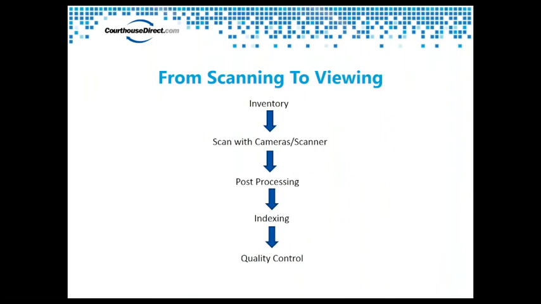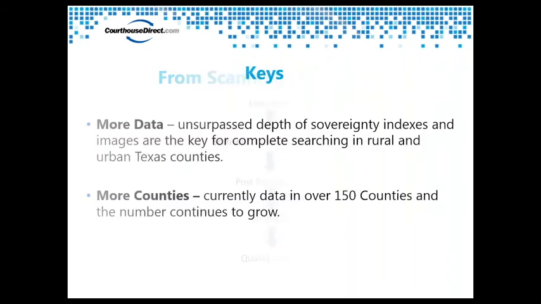Essentially, we typically go in and do an inventory of what we want to scan, whether it's in the courthouse or in a title company. Then we scan those records with different types of equipment. Sometimes we use high-speed scanners, and sometimes we have to use cameras to shoot the data. There's a whole post-processing step to remove all the borders around the documents. Then we index those records so they're usable, and a quality control team looks at the data before it goes online.